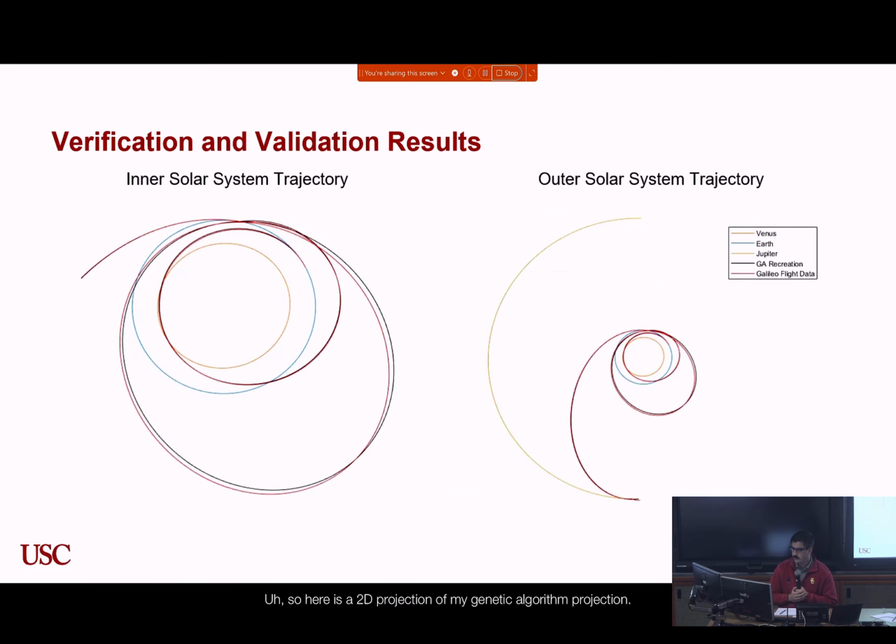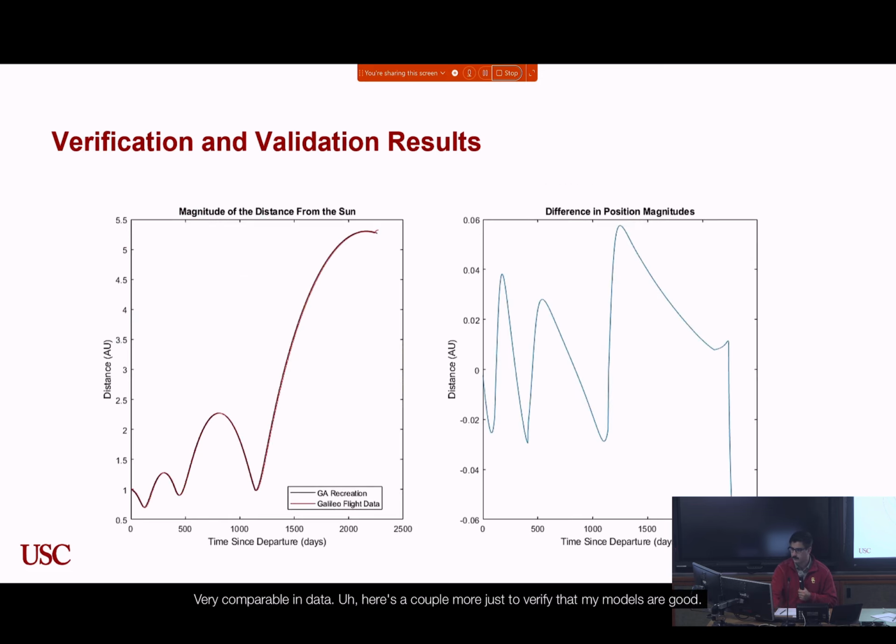So here's a 2D projection of my genetic algorithm trajectory. The red line is the Galileo flight data, and the black line, which is a little harder to see, thankfully, is my genetic algorithm recreation of the Galileo program. So you can see basically in the resonance orbit, which is the larger outbound trajectory, and the inner solar system trajectory, are my greatest deviations. But the Earth to Venus to Earth and then out to Jupiter, very comparable in data.